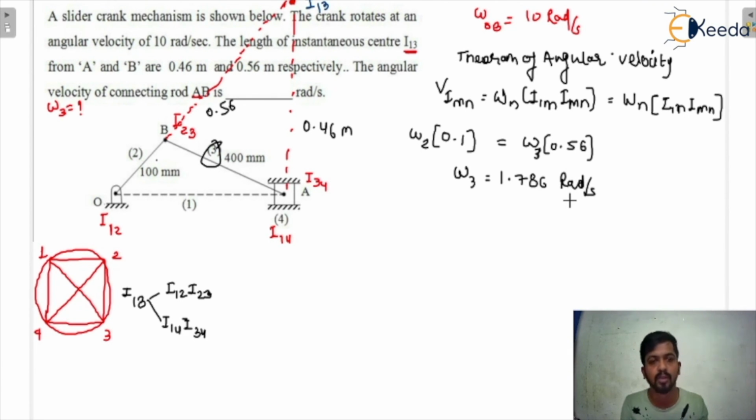We have solved this question using the instantaneous center as well as the theorem of angular velocity method. I hope you will understand the solution of this question.